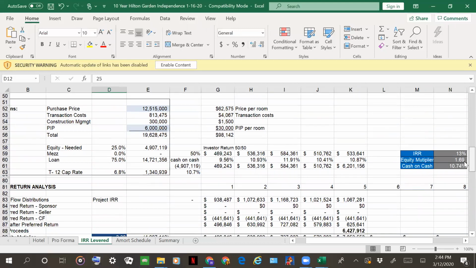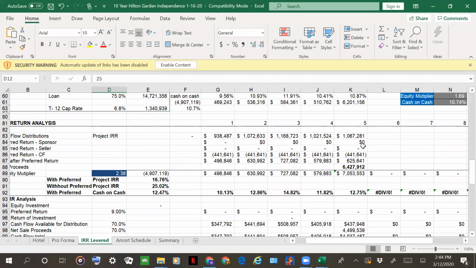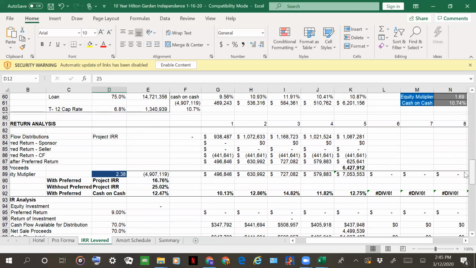Here we go. We're going to break down the analysis with the preferreds and without the preferreds. This particular deal has a 2.38 equity multiplier. Without paying the preferreds, it has this 25%, and then with the preferreds included, the project has a 12.47% cash on cash and a 16% internal rate of return, with overall net proceeds of $6.4 million that will be distributed to investors.